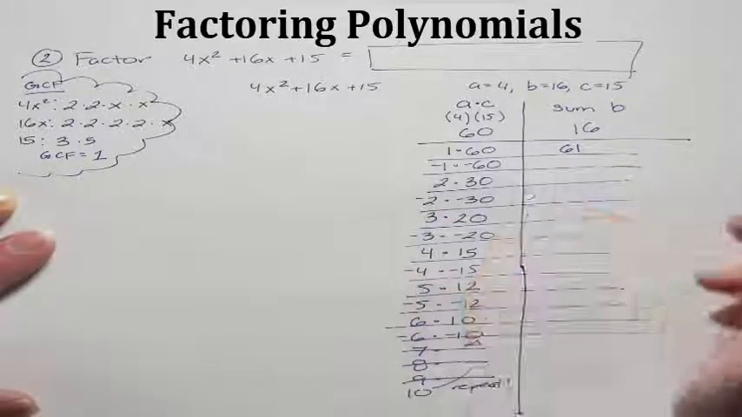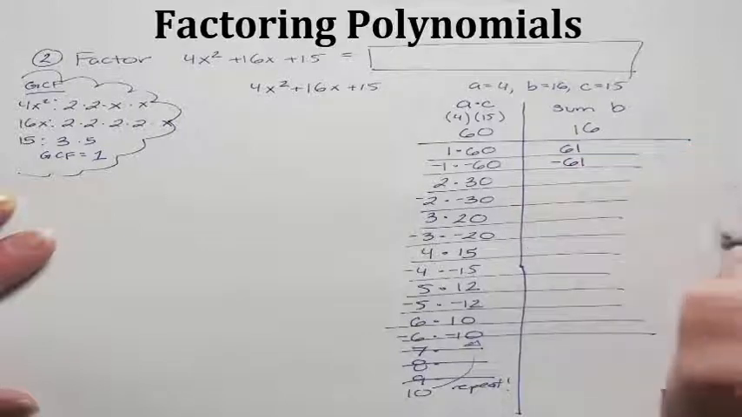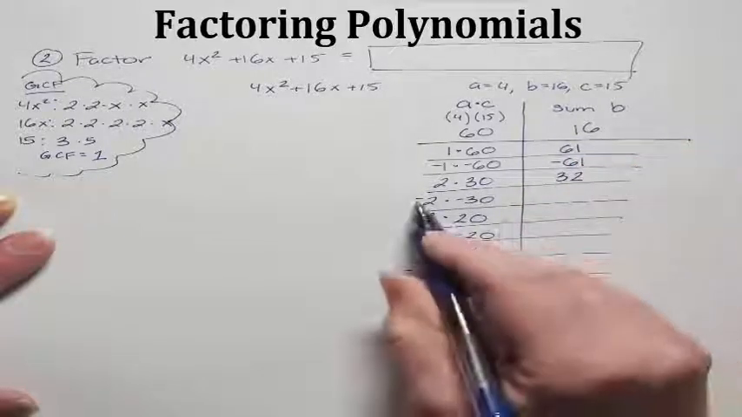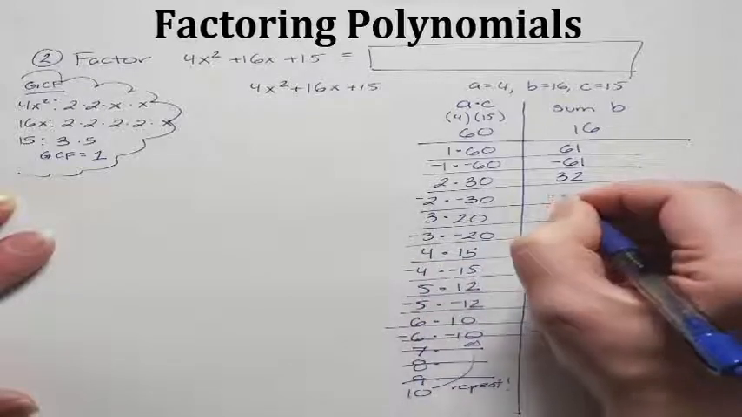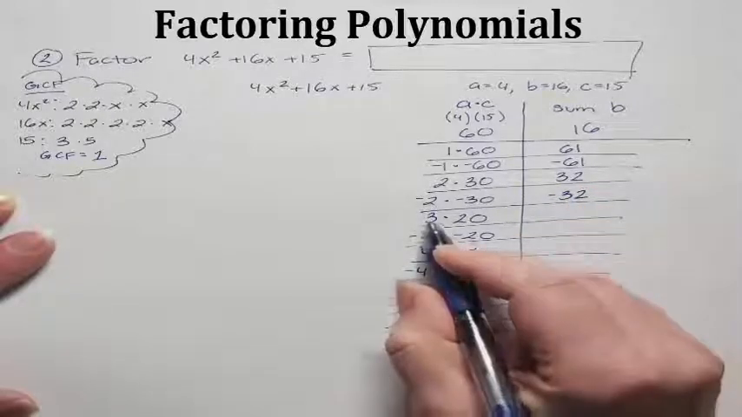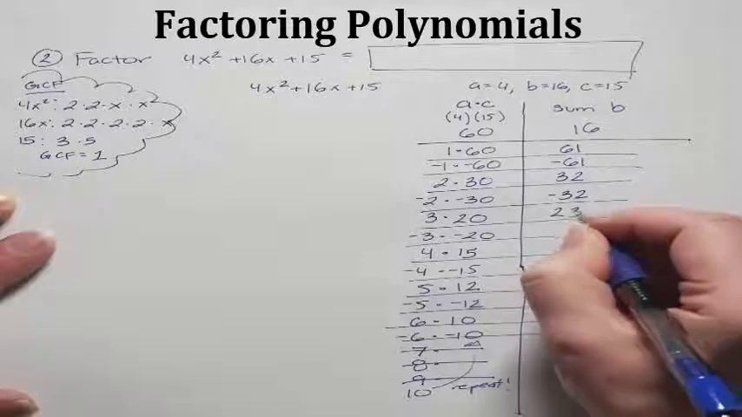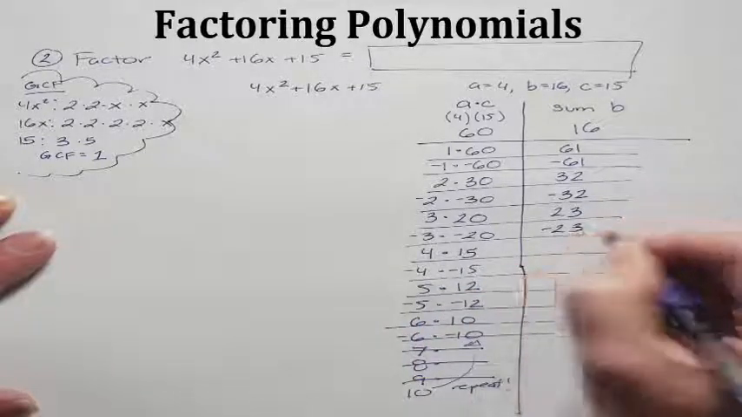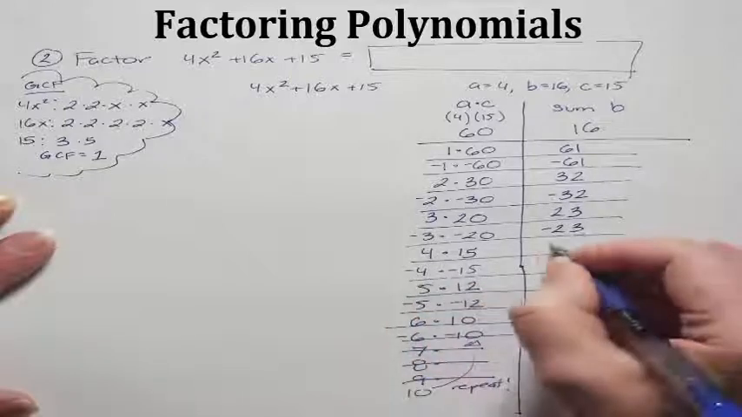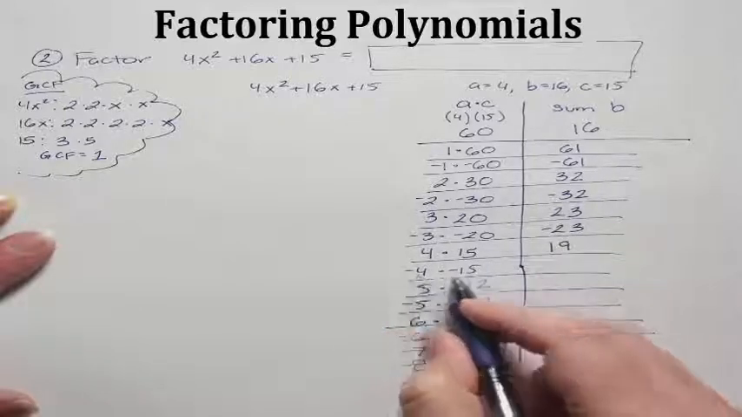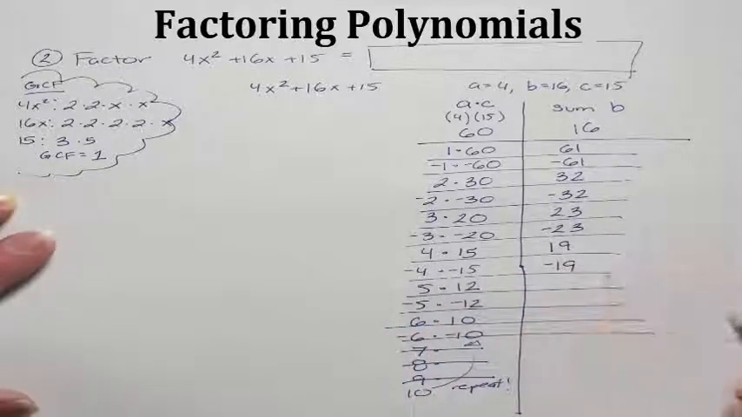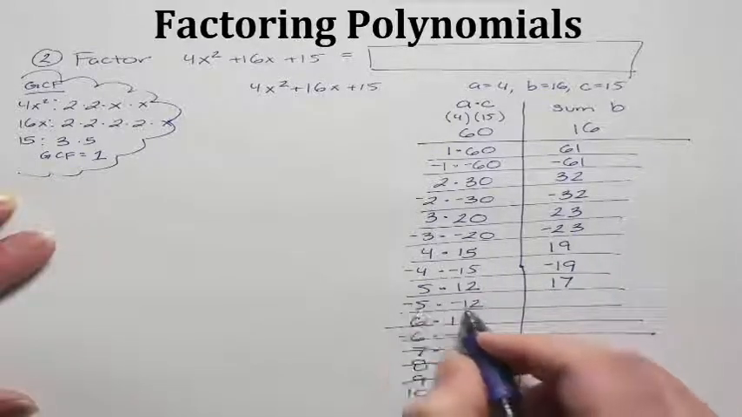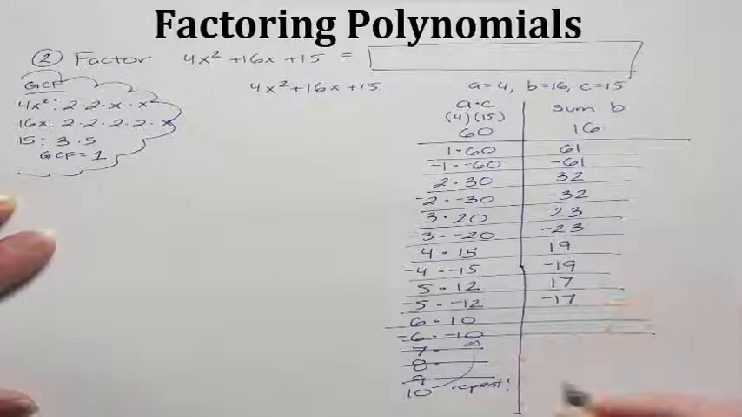Negative 1 and negative 60 add together to give me a negative 61. 2 and 30 add together to give me a 32. Negative 2 and a negative 30 add together to give me a negative 32. 3 and 20 add together to give me 23. Negative 3 and negative 20 add together to give me a negative 23. 4 and 15 add to give me 19. Negative 4 and negative 15 add to give me a negative 19. 5 and 12 add to give me 17. Negative 5 and negative 12 add to give me a negative 17.